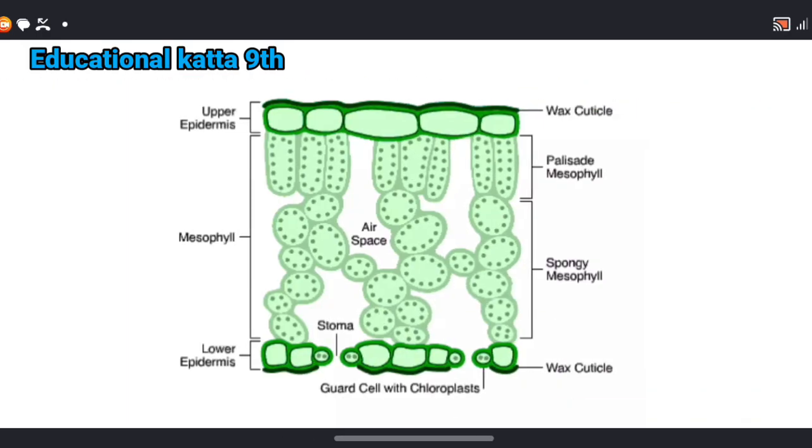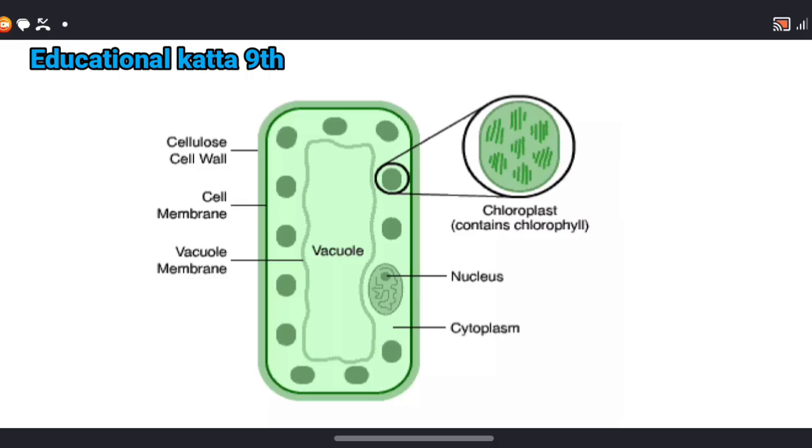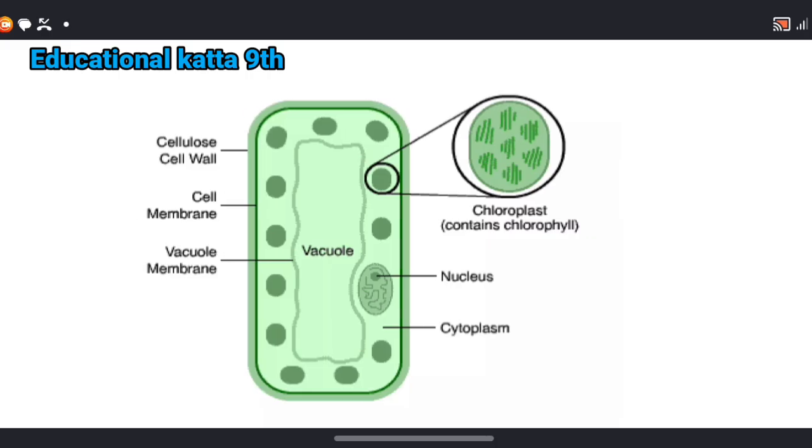Okay, this all diagrams are not important, this is just important. Still you can go through this.